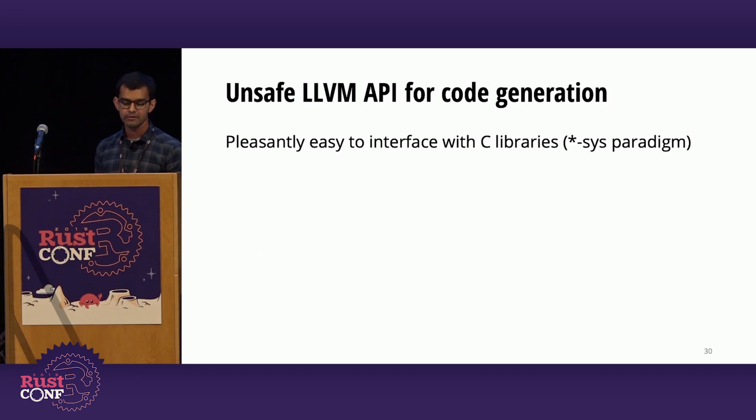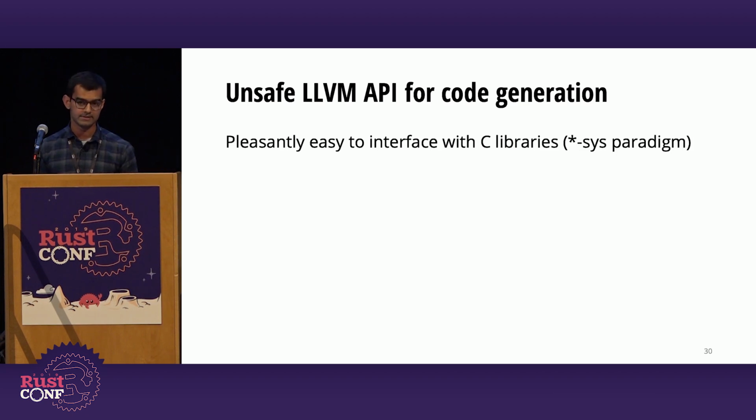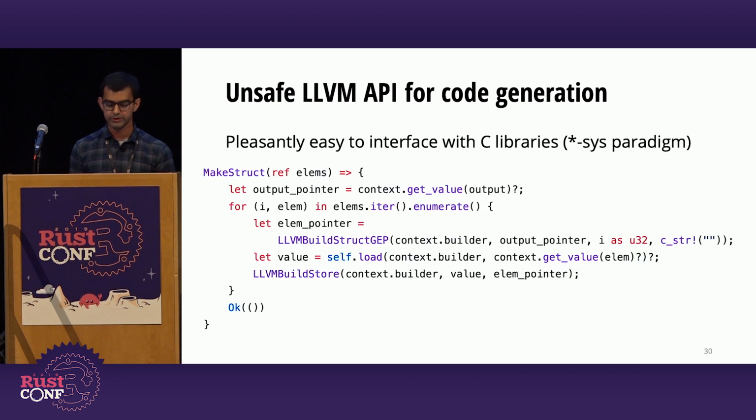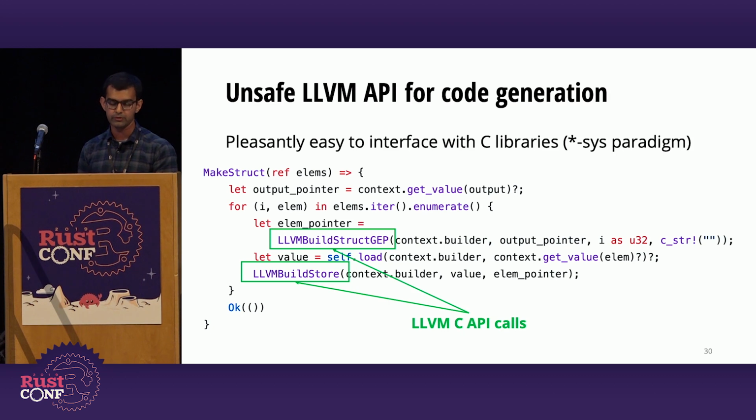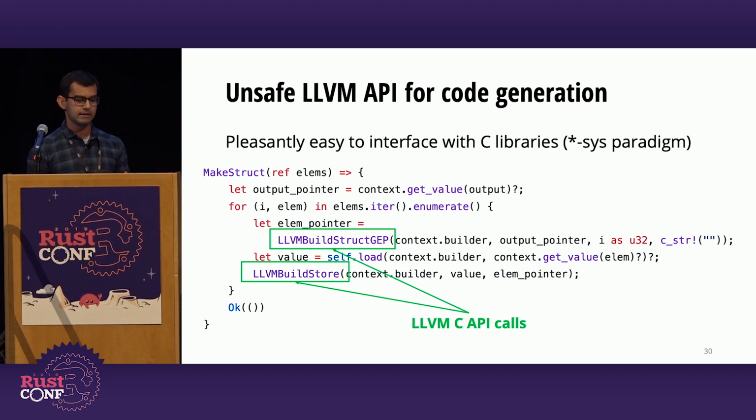Other things, we use the LLVM C API for code generation, and it's pleasantly easy to interface with C libraries. And again, this is in large part thanks to Cargo. So Cargo has these -sys crates. It's just a paradigm in Cargo, where a -sys crate is basically just Rust definitions of a C library. So here's some code that you don't have to read, but it's basically taking a struct and generating code for creating that struct. And embedded in there are two LLVM C API calls. And it was very natural just to call C from Rust, and also the other way around, which I'll talk about. And that made it easy to take the huge ecosystem of C libraries that are out there and use them in cases where the same thing in Rust didn't exist.